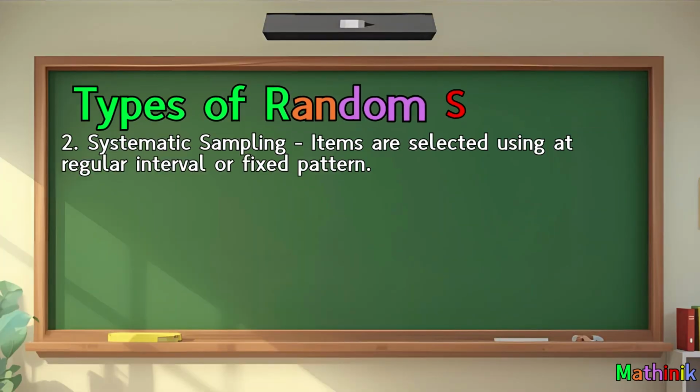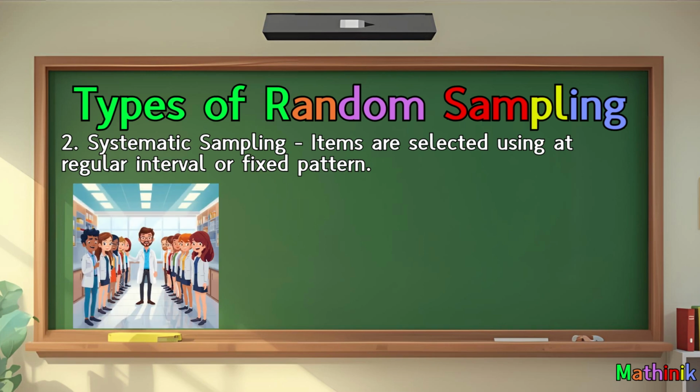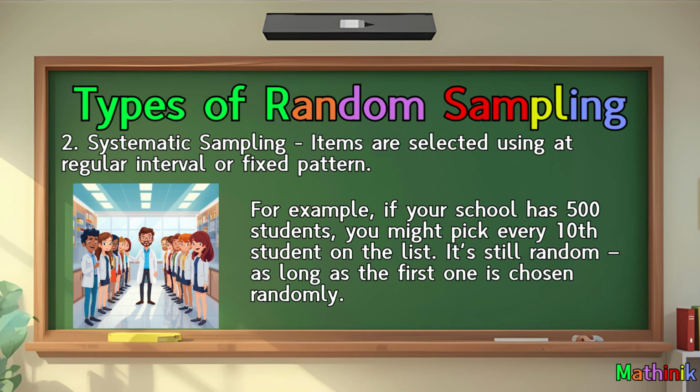Next is systematic sampling. Here, we pick samples at regular intervals. For example, if your school has 500 students, you might pick every 10th student on the list. It's still random, as long as the first one is chosen randomly.